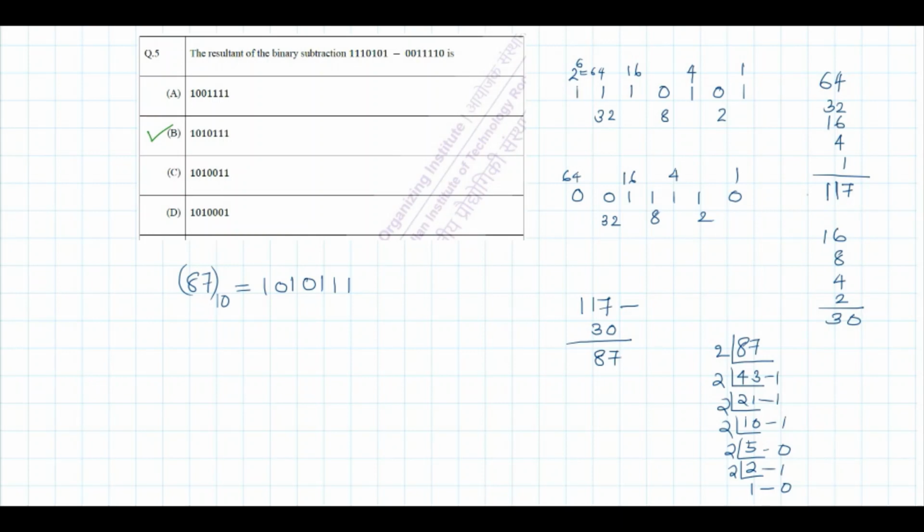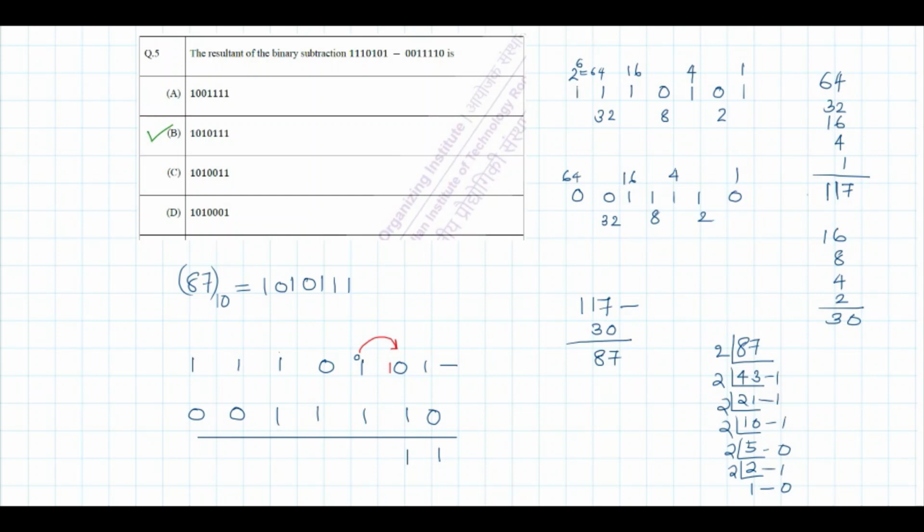Or we can do this in binary form itself. This is the first number. The second number is 001110. When you subtract these two numbers, 1 minus 0 is 1. 0 minus 1 is not possible, so you have to take a borrow. So this becomes 10. 10 minus 1 is actually 1. Now here you have 0.